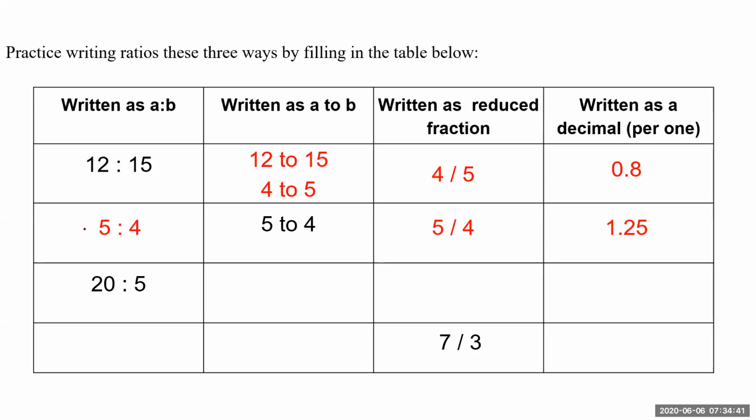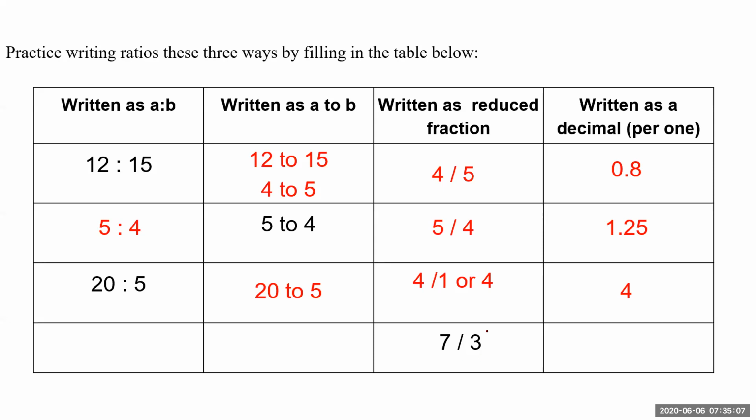Okay, so here we start from this point. We have 20:5. We want to write it as A to B. A to B, all right, 20 to 5. And then as a reduced fraction, okay, that's just 4 over what? 1, which is 4. And then as a decimal, okay, that is also 4.